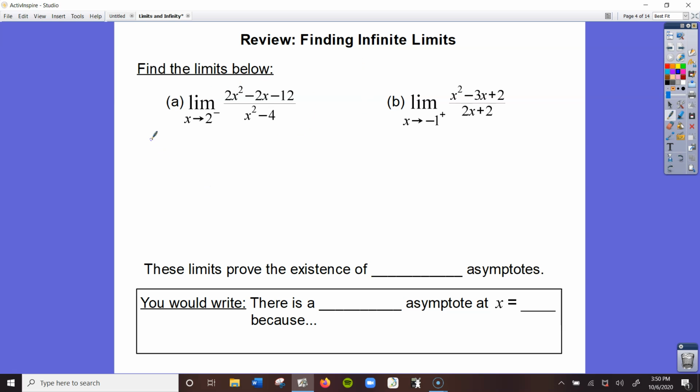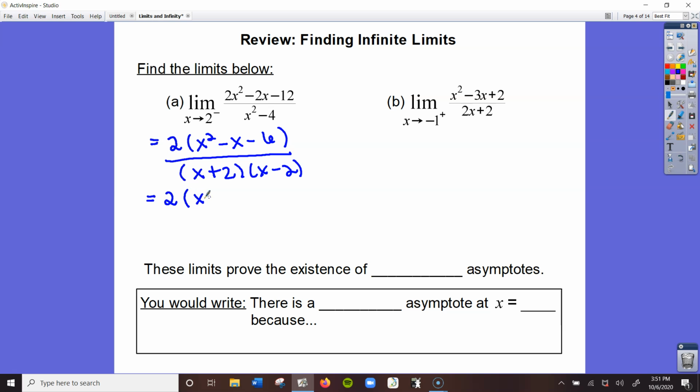So let's look at this first function: 2x squared minus 2x minus 12. I can factor out a 2 from that numerator, leaving me with x squared minus x minus 6. And the denominator is a difference of squares, so I can factor that to be x plus 2 times x minus 2. This is not fully factored because of that numerator, so we can factor that numerator more. x squared minus x minus 6 is x minus 3 and x plus 2, and this is over x plus 2, x minus 2.